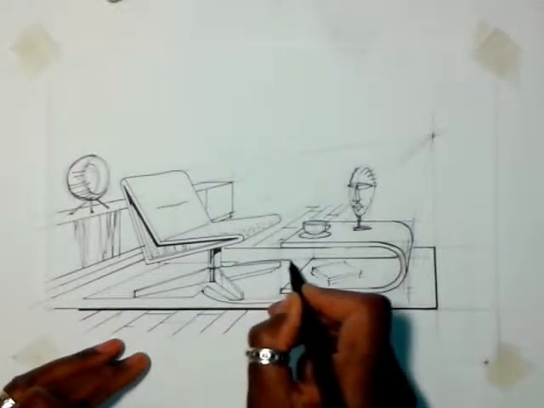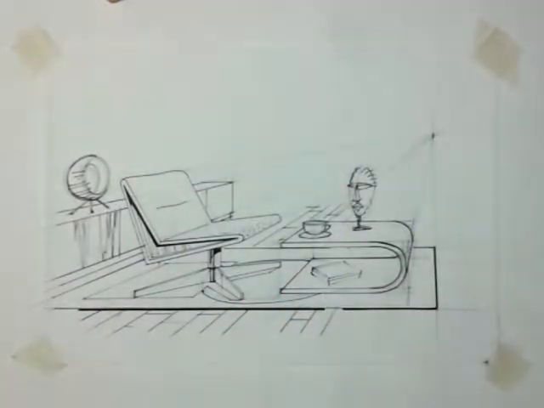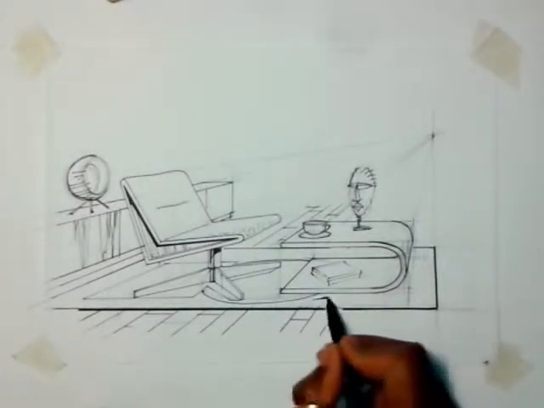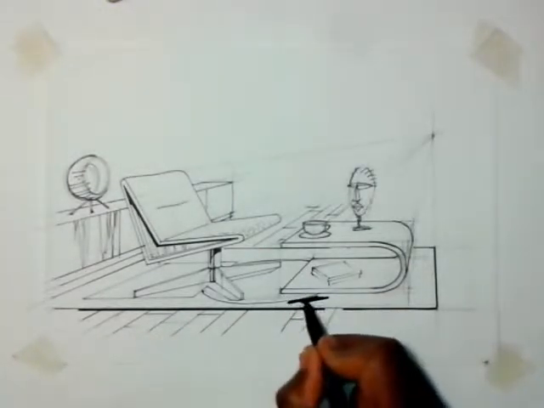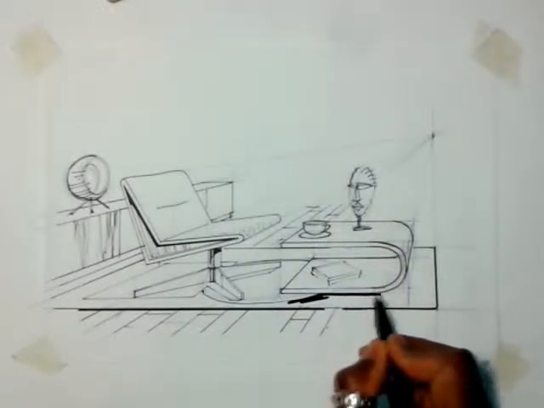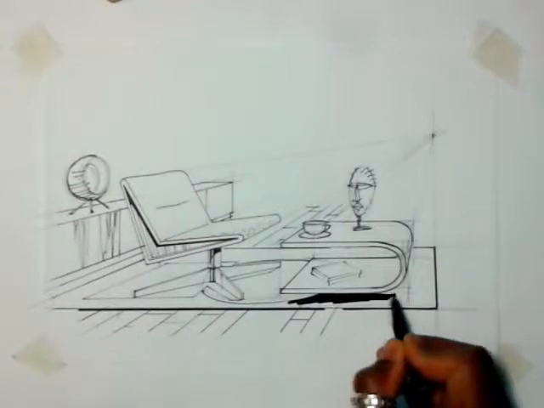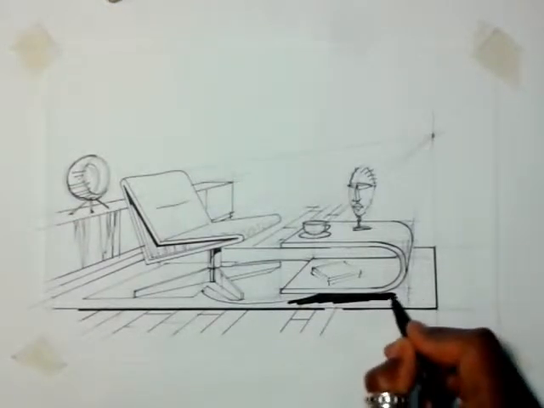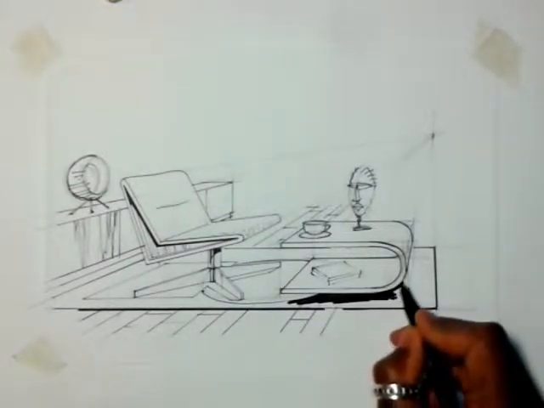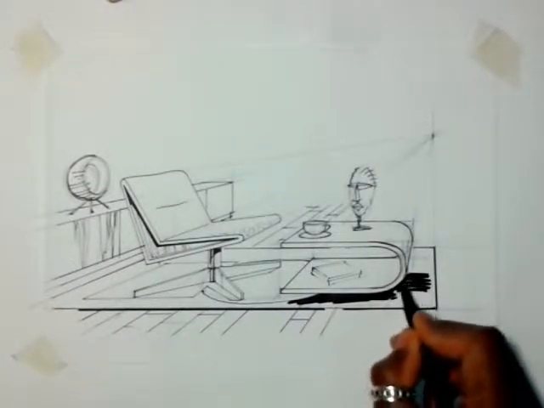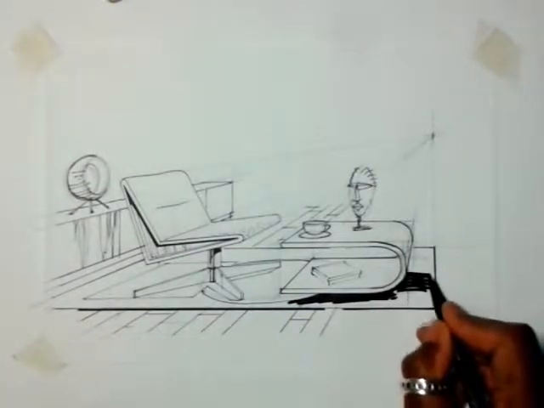draw in a circular shape. And then start to block in a little bit. We're going to give it a bit of a graphic quality now. So we're going to block in some black into this rug. We're not going to fill the whole thing in black. We just want to give the hint of solidity to the rug.